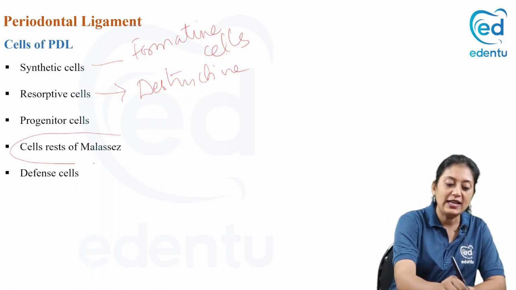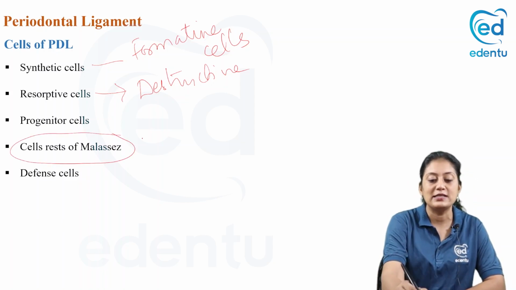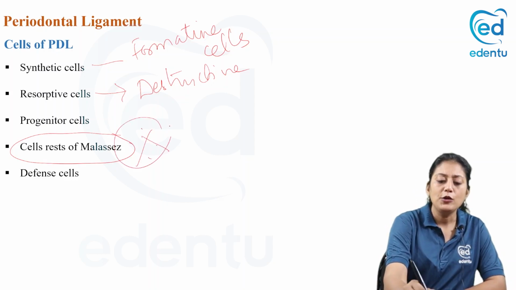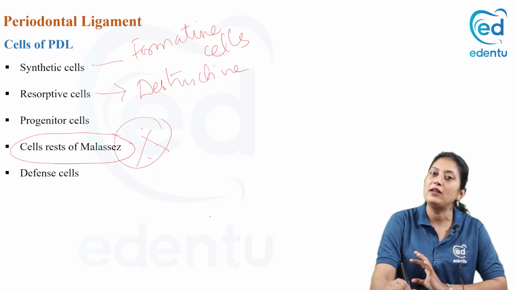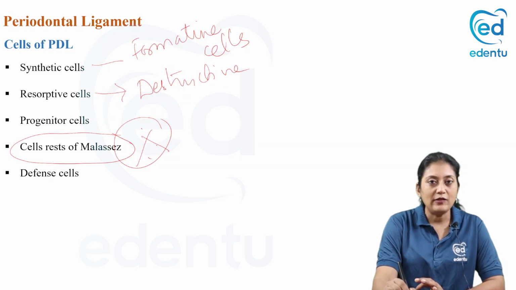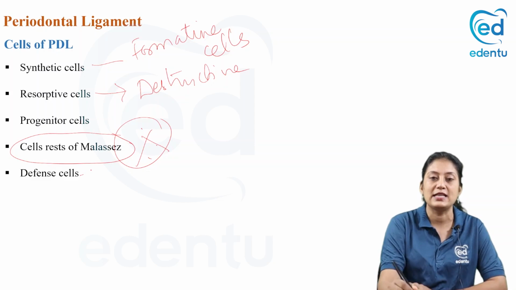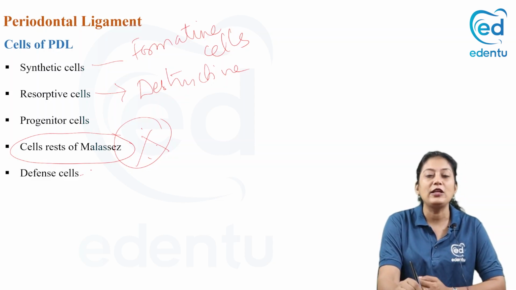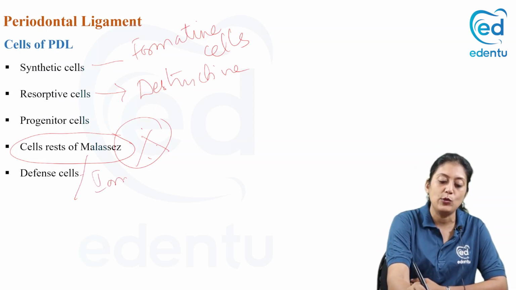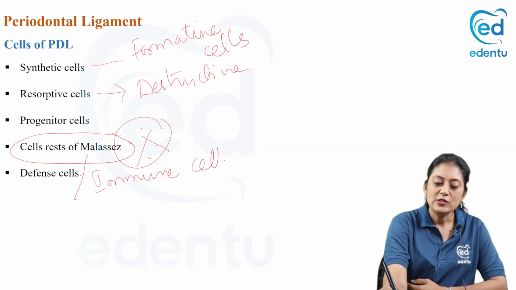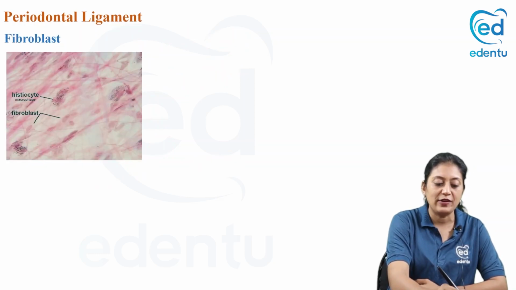Then the special type of cells is the cell rest of Malassez. This is very unique to PDL. You don't see cell rest of Malassez anywhere else. They are very characteristically seen only in the periodontal ligament. And of course, the defense cells. Any connective tissue will have the immune cells or the defense cells. So each of these cells will have a specific function.